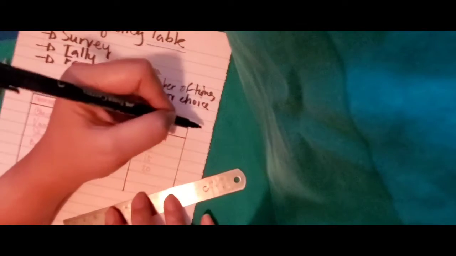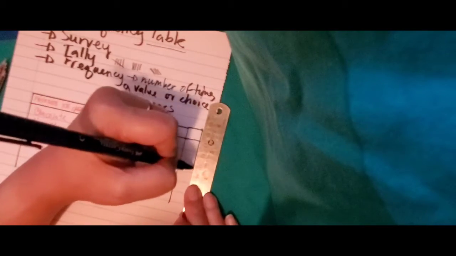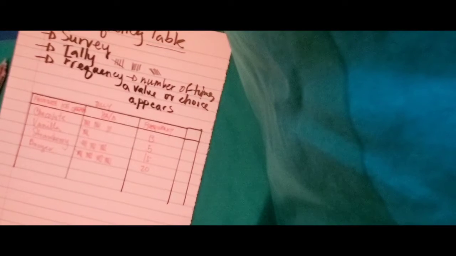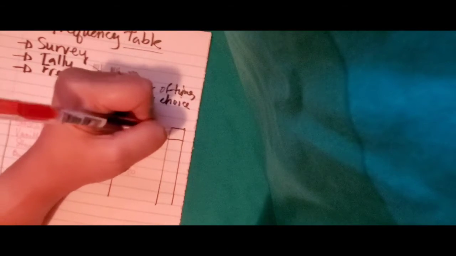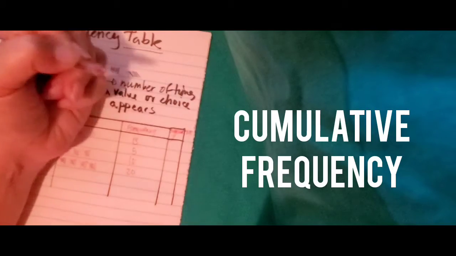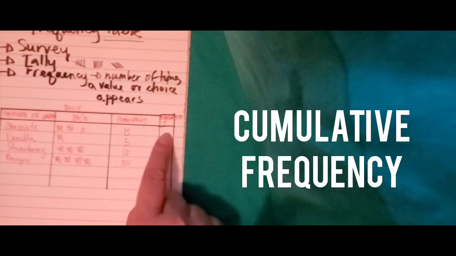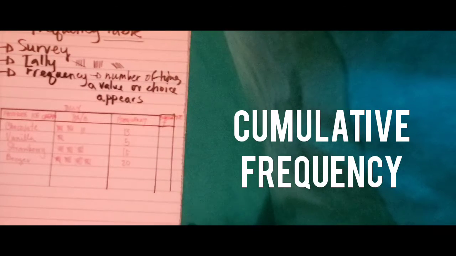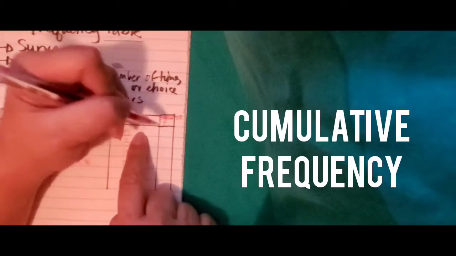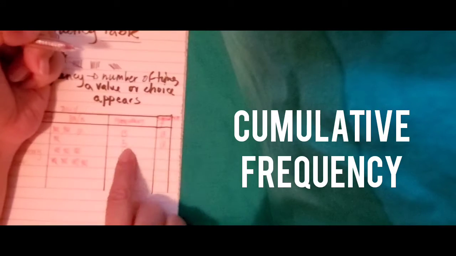I would just like to add one more column to make your life a little bit easier. I should have made it a little bit bigger, but never mind. Let's call this the cumulative frequency. Frequency is abbreviated F. This allows you to easily total the frequency to get the total number of people you surveyed. So frequency here is 13, and then 13 plus 5 is 18.